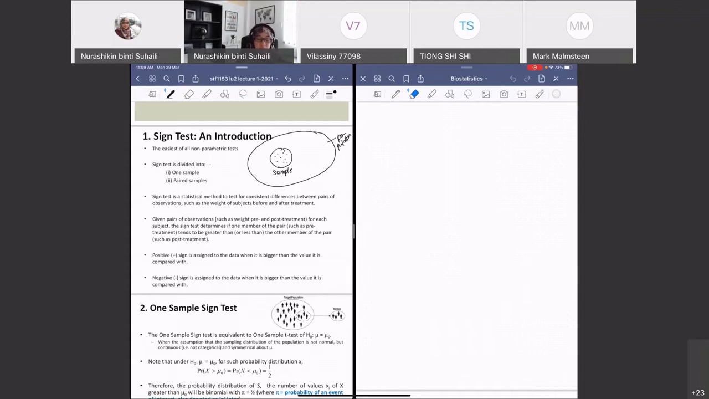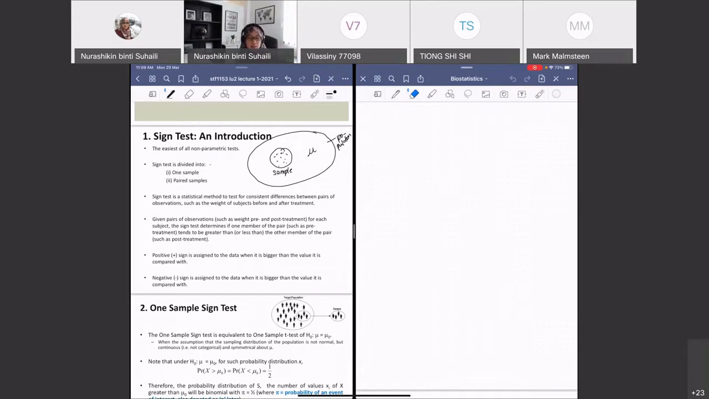So it can be a one sample sign test. When we say one sample, it can be that we compare each of the data in that particular sample with, let's say, the mean value of the population. In statistics, we always compare the means, the average values, because the average represents the data. That is an example of it.